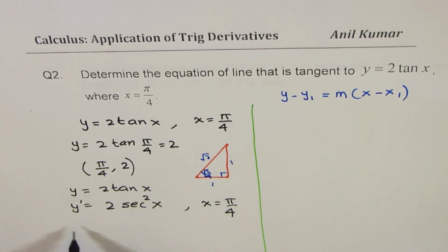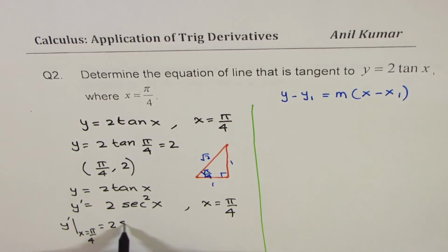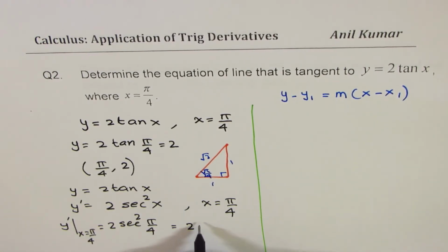Substituting pi by 4 here, we get the derivative at x equals pi by 4 equals 2 times secant square pi by 4. Secant of pi by 4 is square root 2, right? So we get here the derivative as equal to 2 times square root 2 whole square, which is 2. So we get the slope as 4.